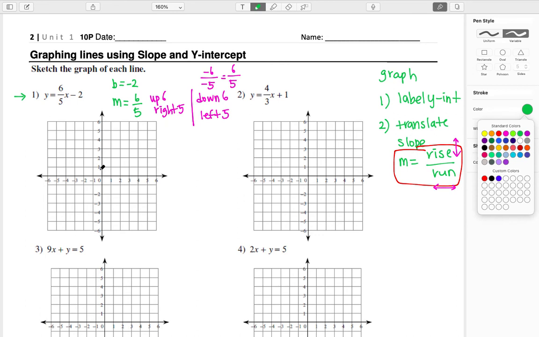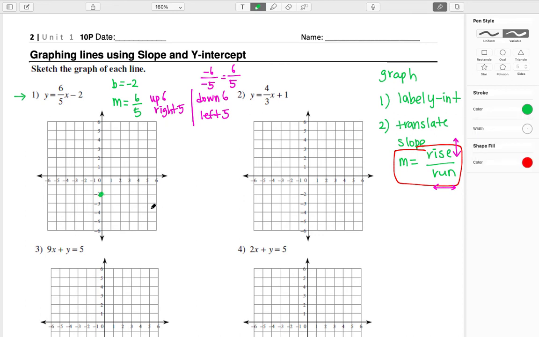So let's start with labeling -2 on my y-intercept. And then this time, I'm going to go up 6 and right 5. So 1, 2, 3, 4, 5, 6. And then let's go 5. 1, 2, 3, 4, 5. That's my next point.